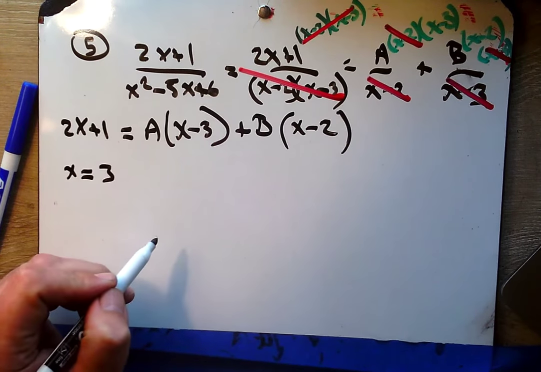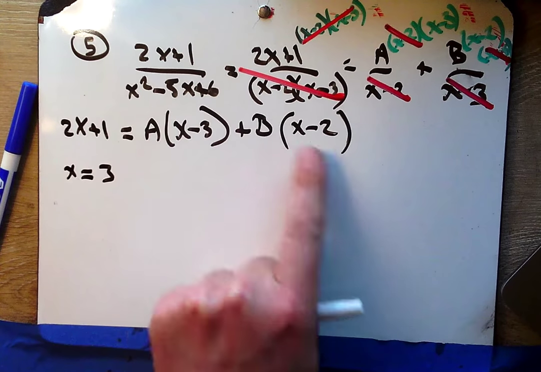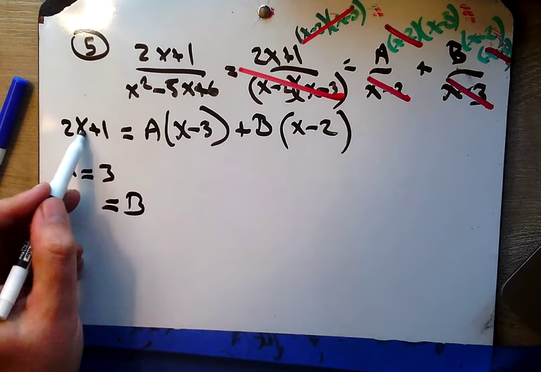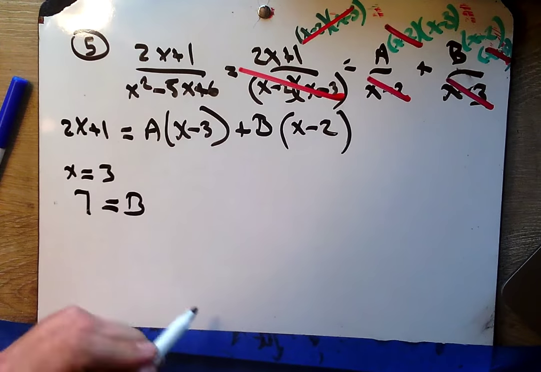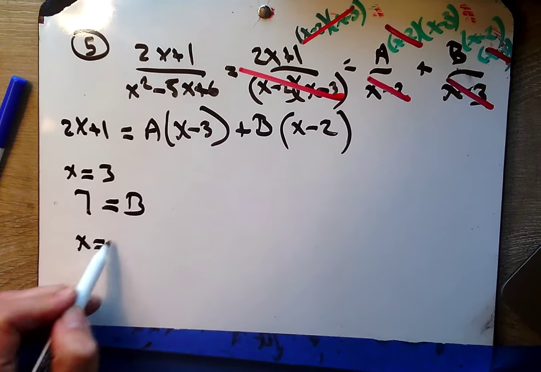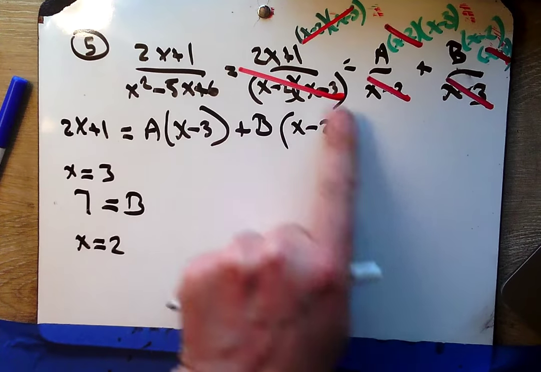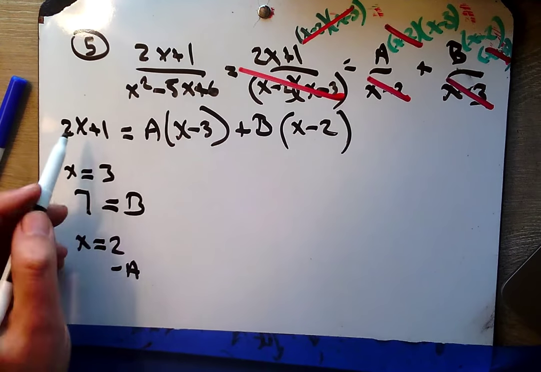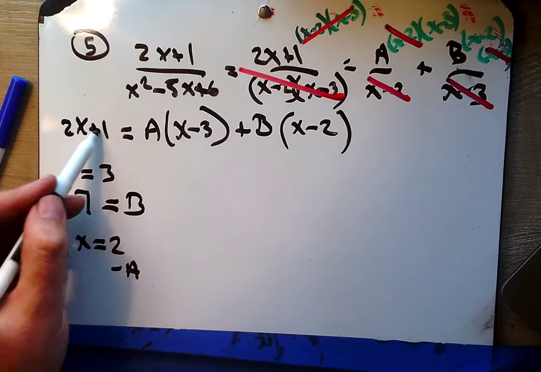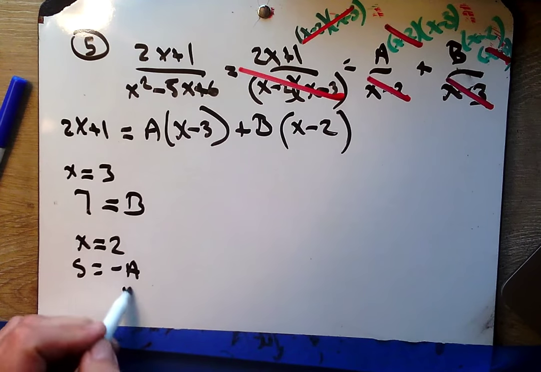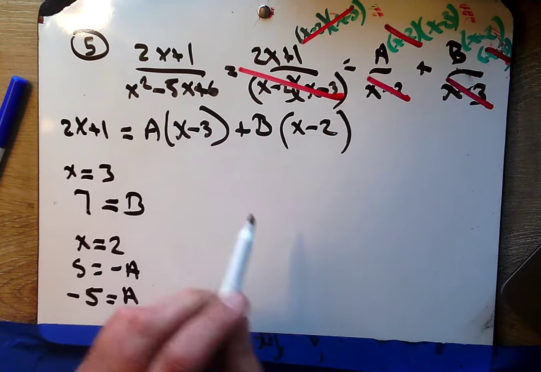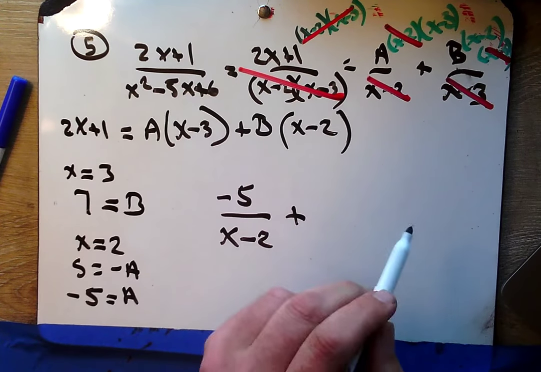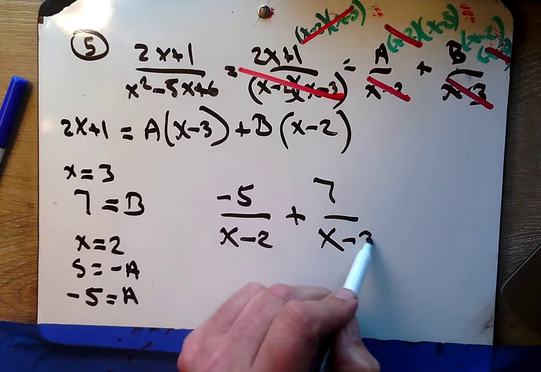Woohoo! x equals 3. All this disappears. 3 minus 2 is 1 times b. And over here, 3 times 2 is 6, plus 1 is 7. If I make x equal to 2, 2 minus 2 is 0. All this goes away. 2 minus 3 is negative 1a. And over here, 2 times 2 is 4, plus 1 is 5. So we know a is negative 5. And so my answer will be negative 5 over x minus 2 plus 7 over x minus 3.